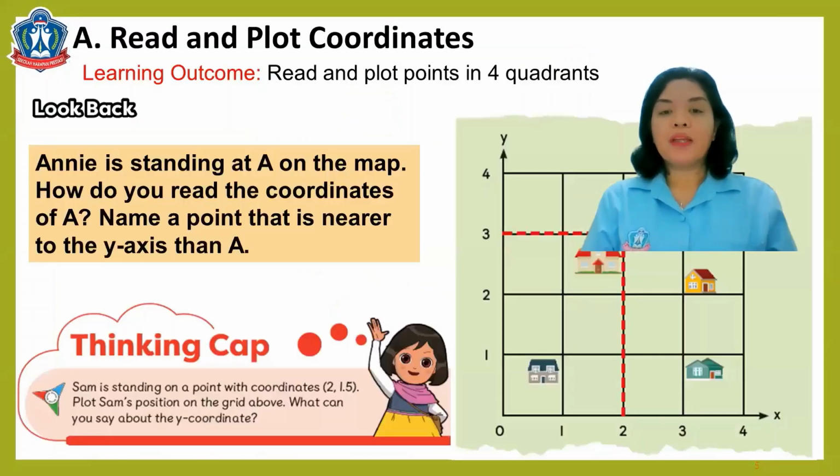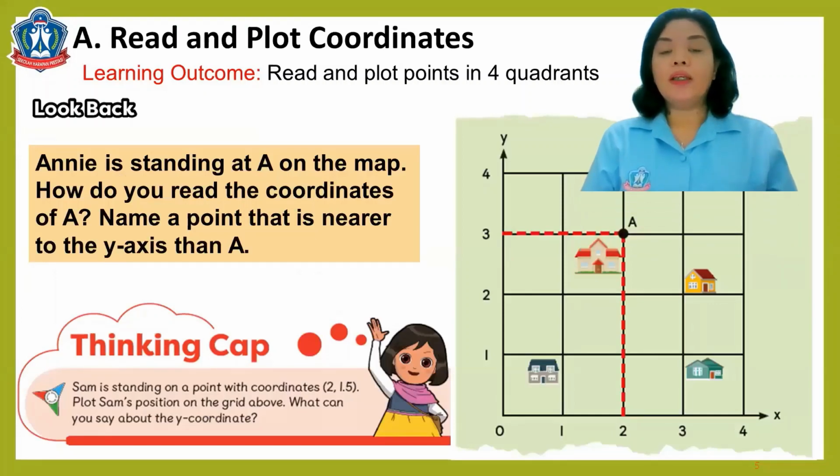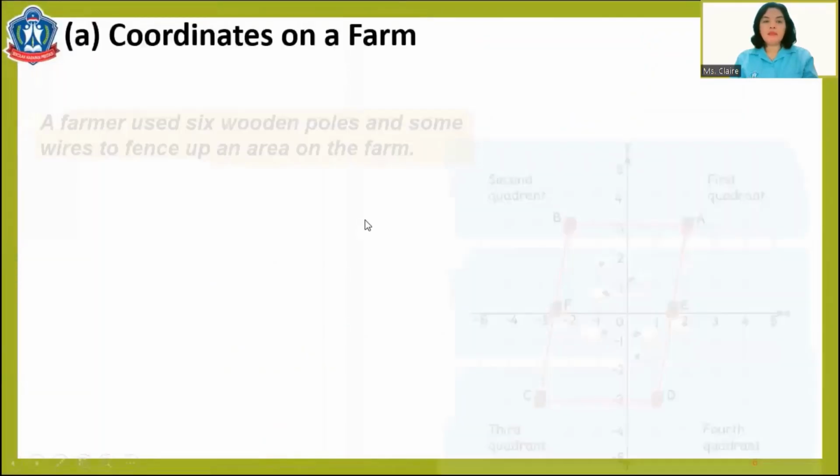Okay, let's move on. Let's start with lesson A, read and plot coordinates. In this lesson, you will learn how to read and plot coordinates in 4 quadrants. In a coordinate grid, children, there are 4 quadrants, and each quadrant has different signs for the coordinates. In this problem, Annie is standing at point A on the map. So how are we going to read this point A? That is 2, 3. Okay, so let's move on. You will learn how to read coordinates in quadrants.